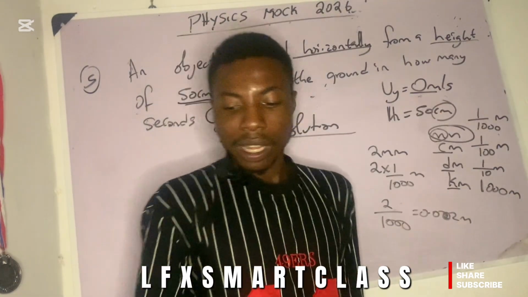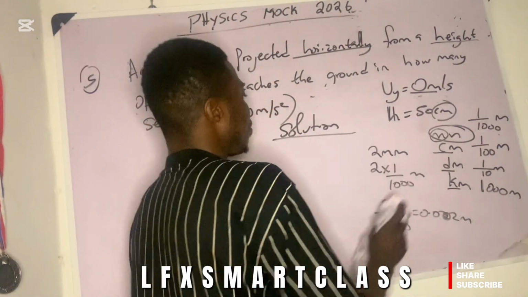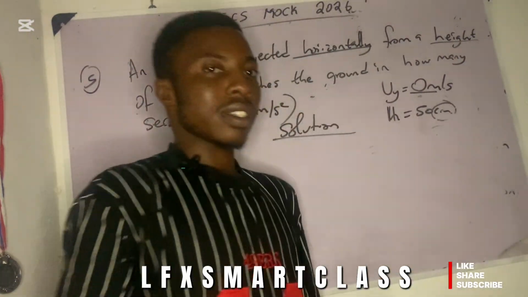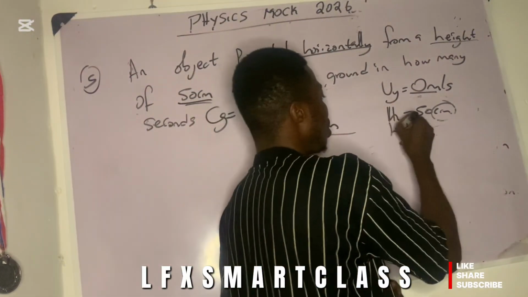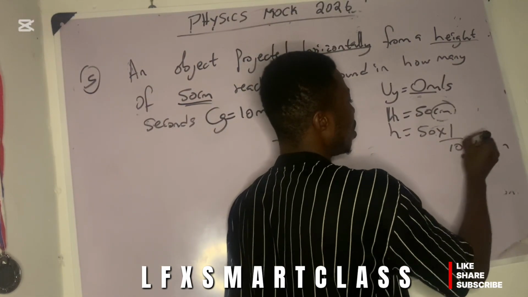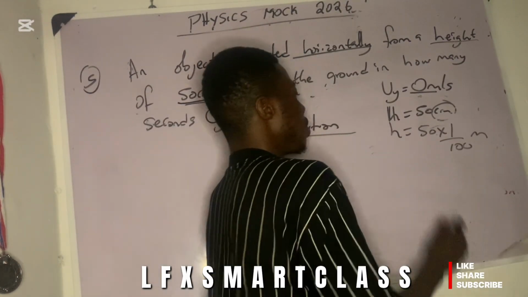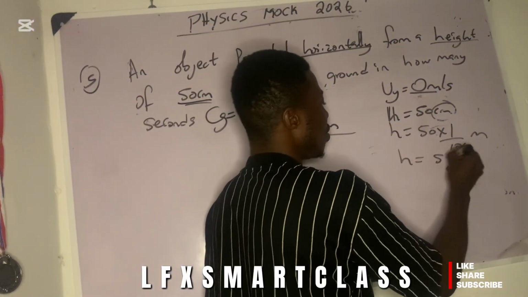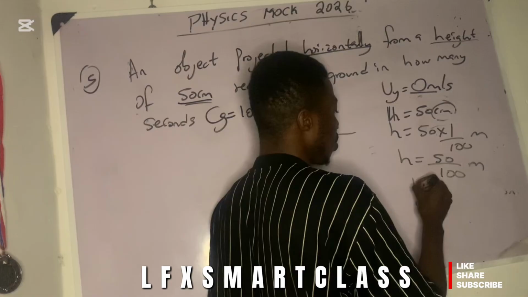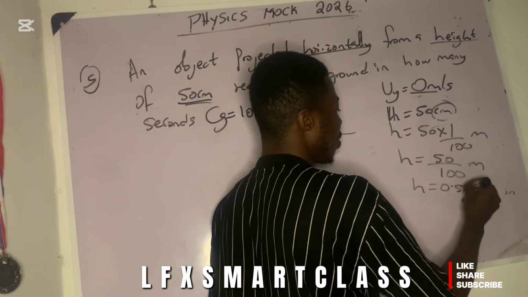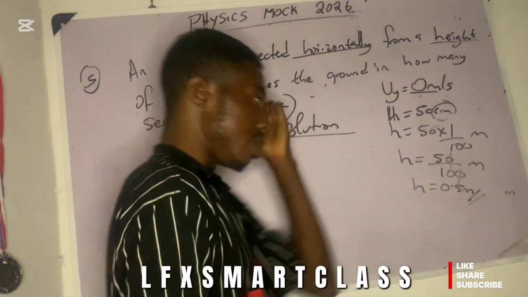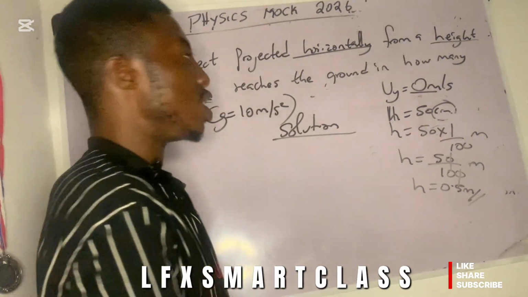So if I apply that here, because this is in centimeters, I have to convert it. The h is going to be 50 times 1/100, so h will be equal to 50/100, which gives h is equal to 0.5 meter. So that is what our h is.